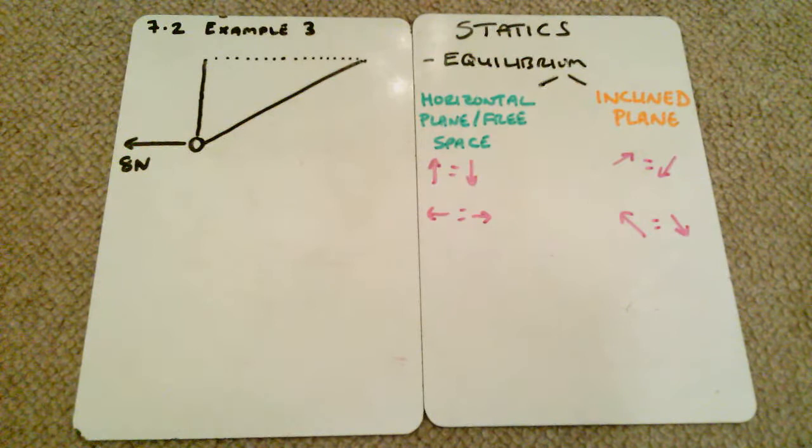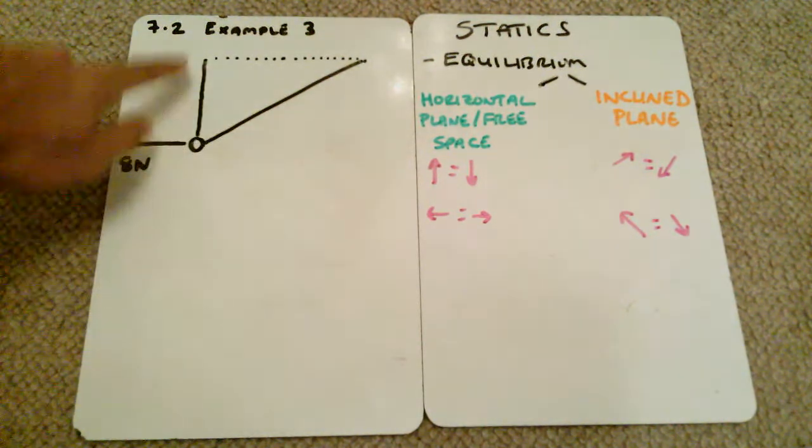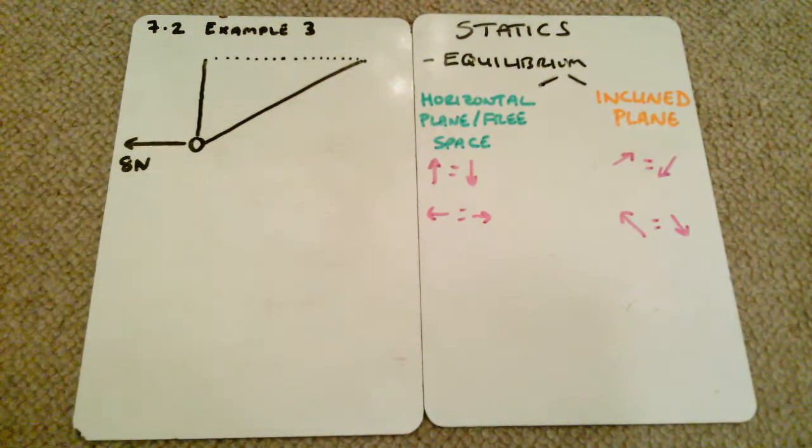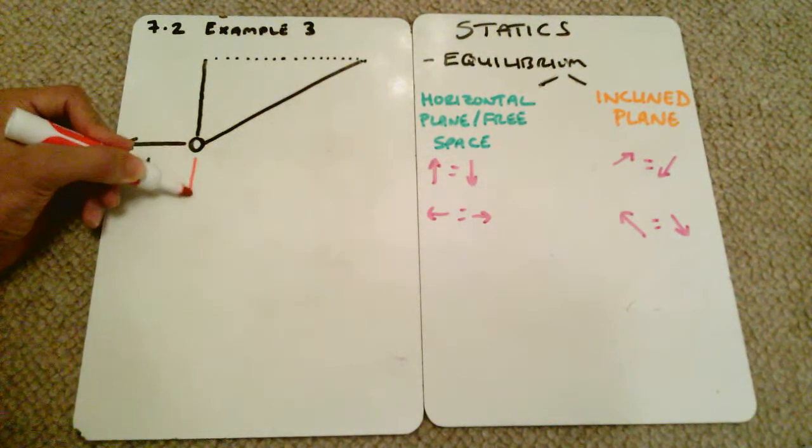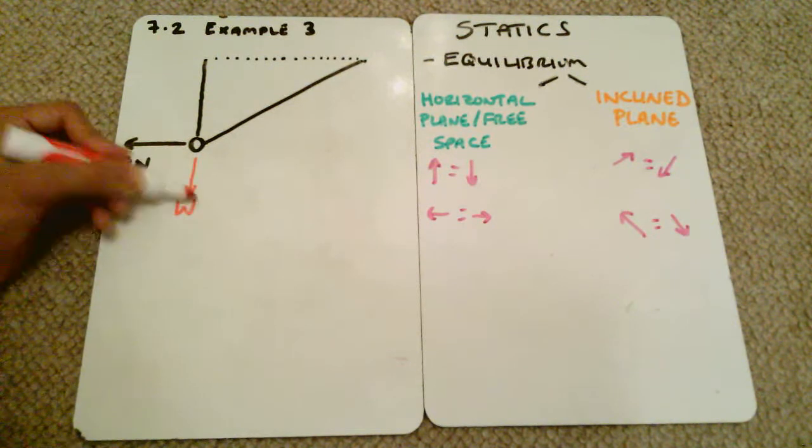Now, on the left-hand side over here, I've got example 3 from 7.2. And it tells us that a particle is threaded through one light inextensible string and it's held in equilibrium. We need to find the tension in the string and the weight of the particle. So we're just going to put in our forces for this diagram. Now we will start with the weight because we know it's going to be going vertically downwards.